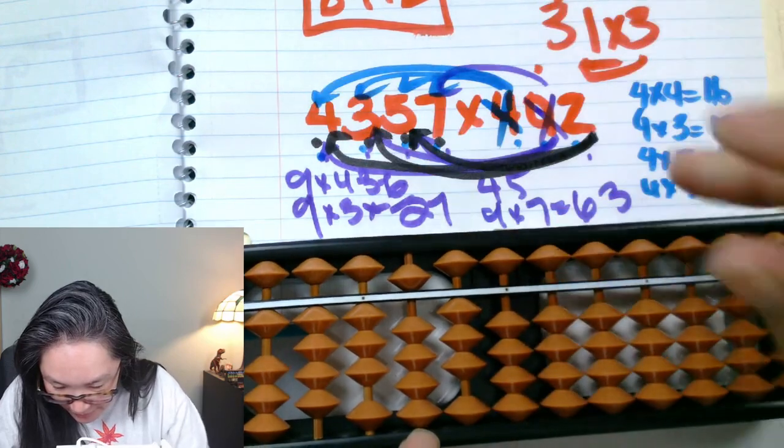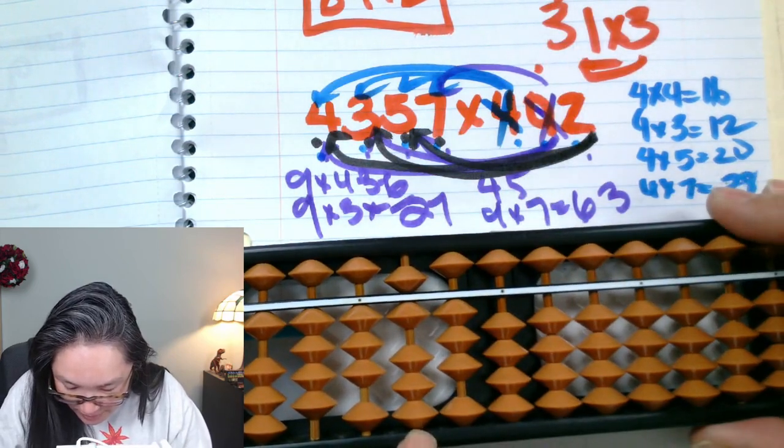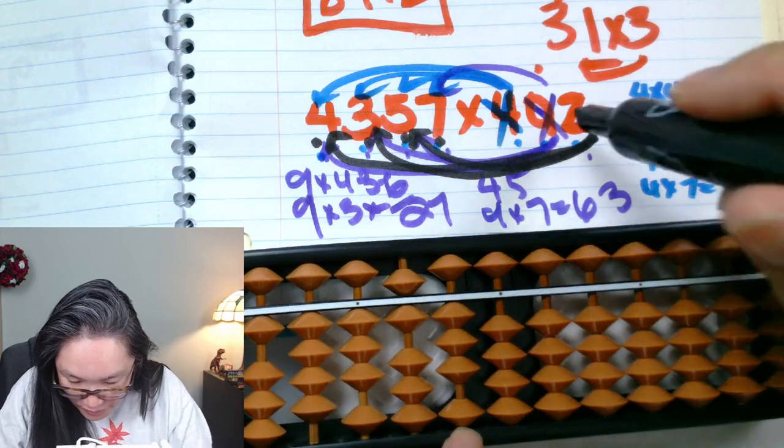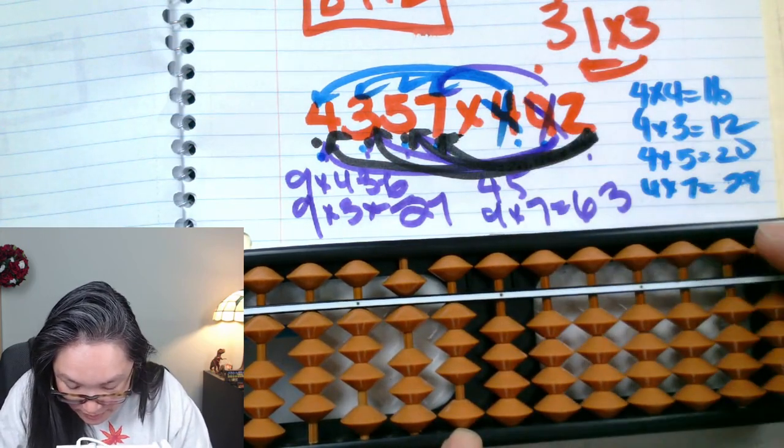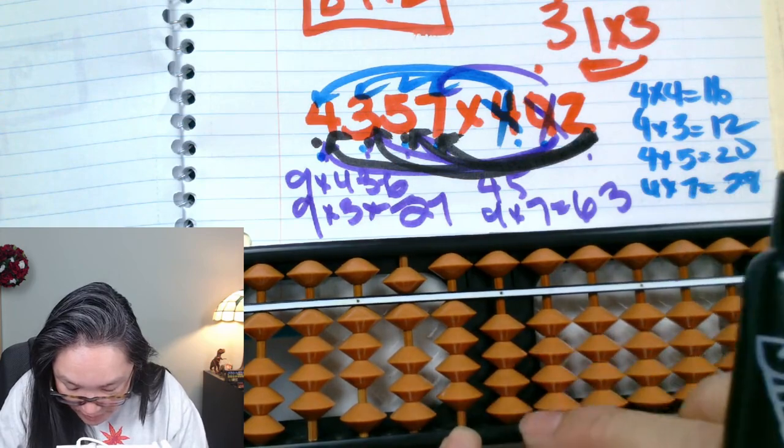2 times 5 is 10. I add the 1 and I have 0. 2 times 4 is 14. Plus 1 plus 4.